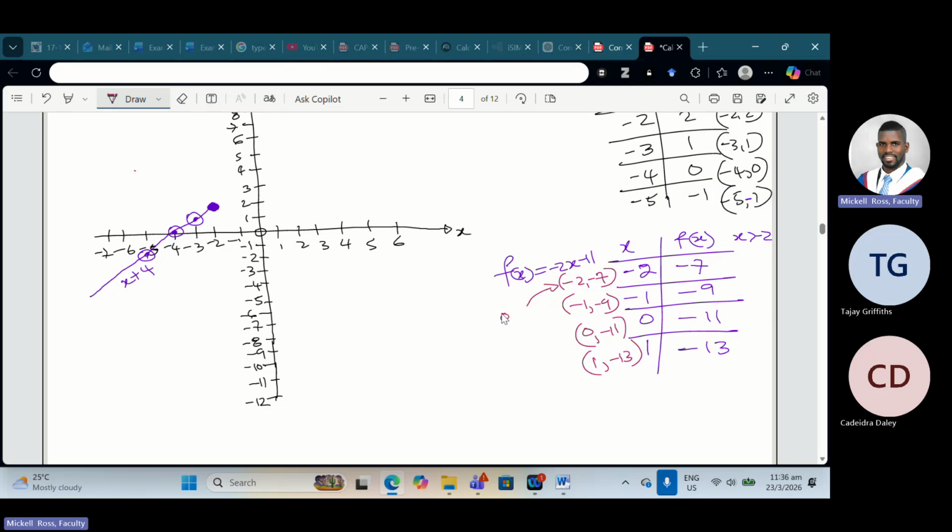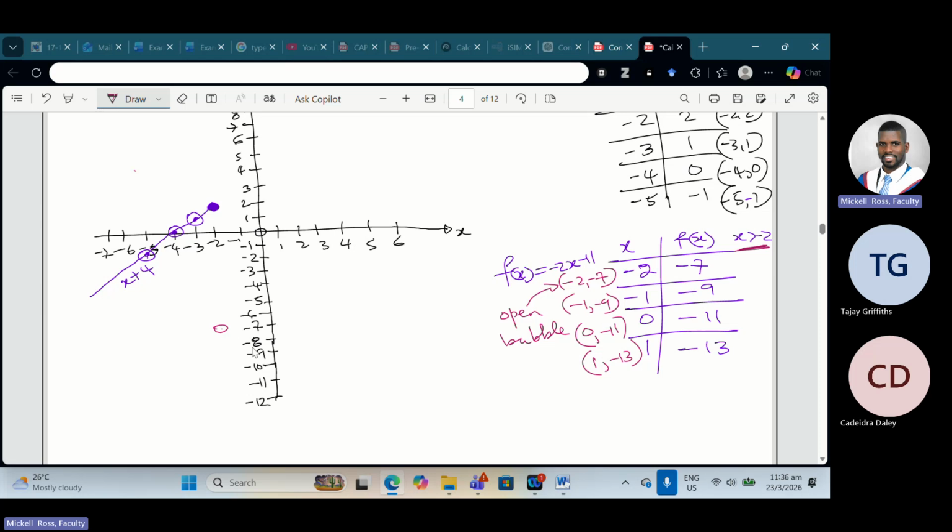Here, we're going to use an open bubble because of this reason. X has to be greater than -2, so X cannot be -2. You have to start there, but you have to know how to represent it. So when we start at -2, we're going to get -7. So right here, open bubble at (-2, -7).